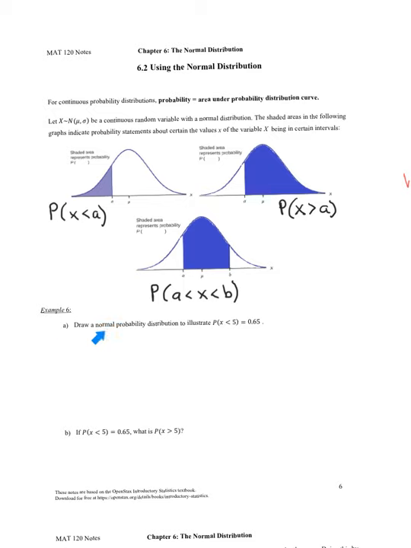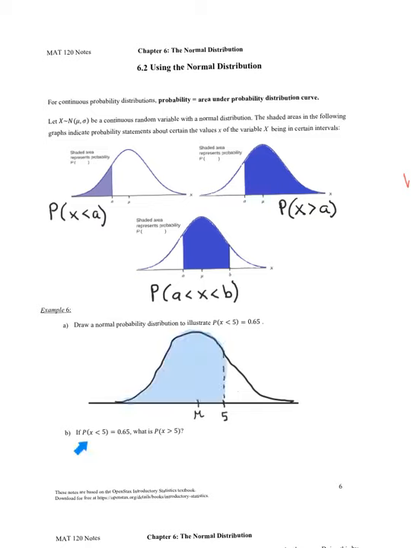In example 6, letter A, we're asked to draw our normal probability distribution for the probability that X is less than 5 when it equals 0.65. 0.65 is greater than half, 0.50. So if we have our bell curve with our mean in the very middle, we know that 5 is going to have to fall to the right of the mean, because the mean is the center of our distribution. Half of the data falls below our mean. We know that we want 65% of our data, so we would put 5 maybe about here. And since we have the less than sign here, we'd shade everything to the left of 5.